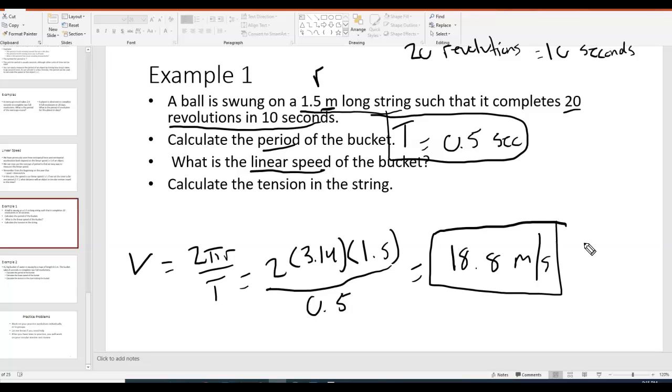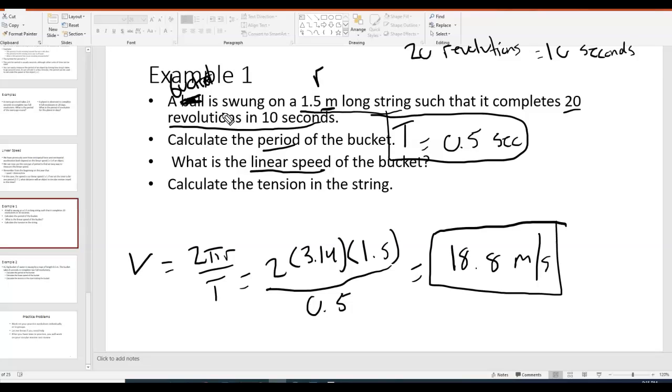Now, we've seen this bucket situation before. Okay, bucket being swung around, or it says a ball actually in the problem. I just realized it switches from ball to bucket. Sorry about that. It should be a bucket. So just ignore that little mistake there. My bad.